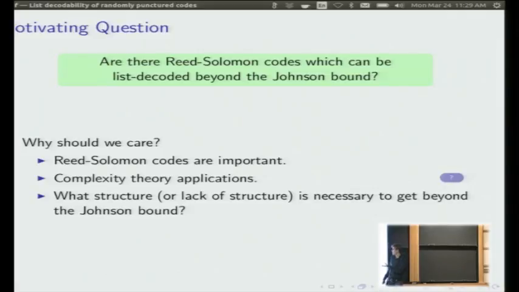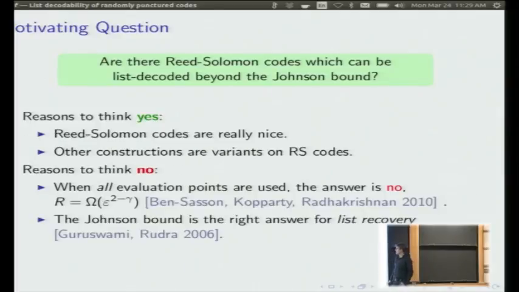And then the third reason why it might be interesting to study this question is more of a philosophical one. The Johnson bound, this epsilon squared barrier, is a natural bound that comes up a lot in coding theory. It's interesting to understand what structure or lack of structure you might need to get beyond it. And people have studied this question, and actually there's been evidence going both ways. So some reasons to think that the answer should be yes. Well, Reed-Solomon codes are really nice. They're optimal for a lot of things. Why not here, too? Another reason is that all those constructions that I showed you, most of them, or many of them, are variants on Reed-Solomon codes, so folded Reed-Solomon codes or Reed-Solomon codes along with some derivatives information, stuff like that.